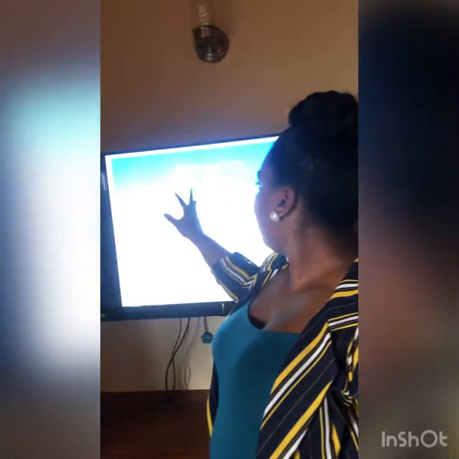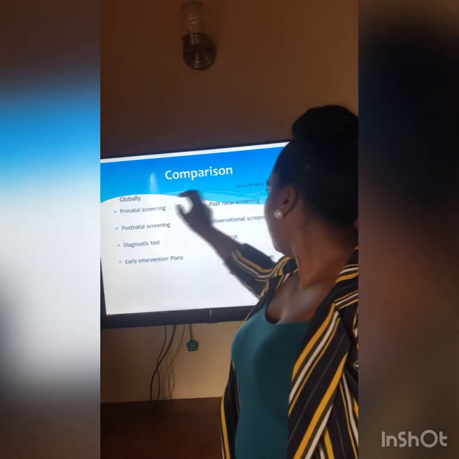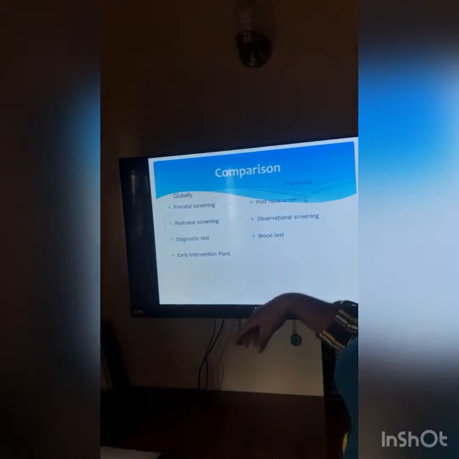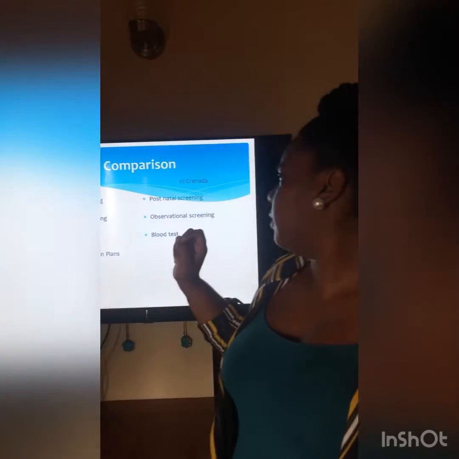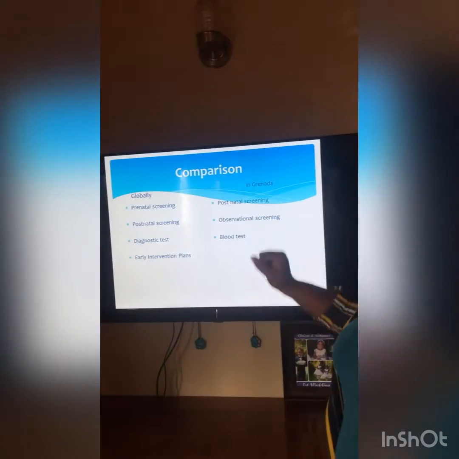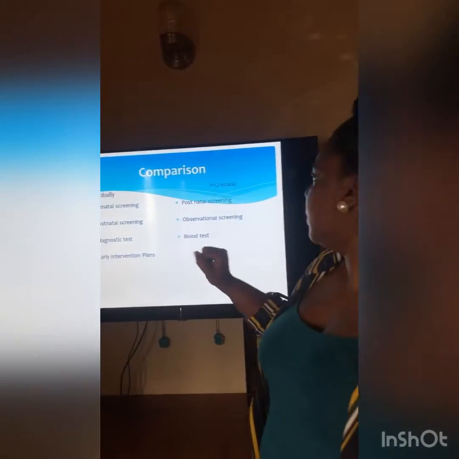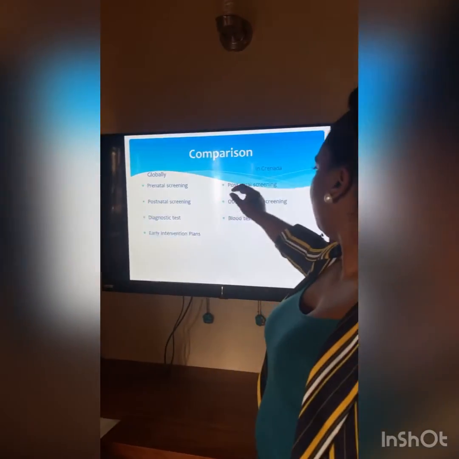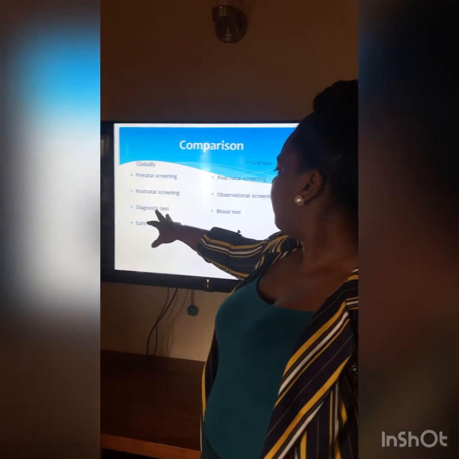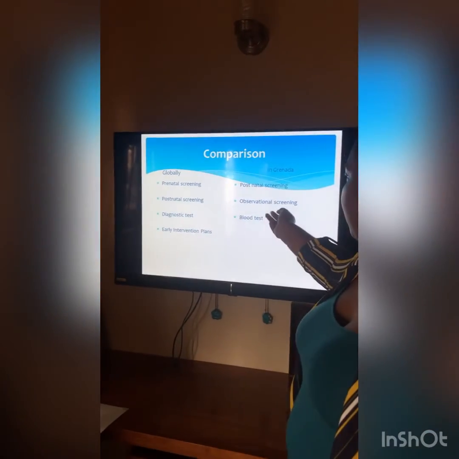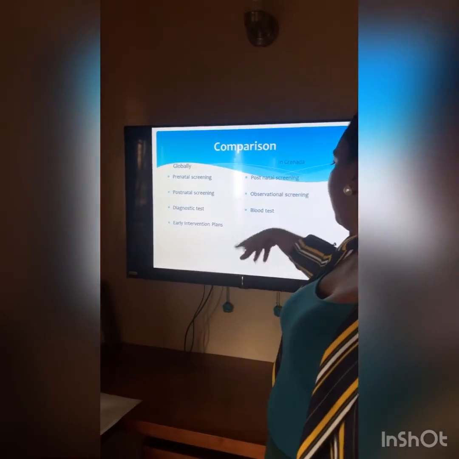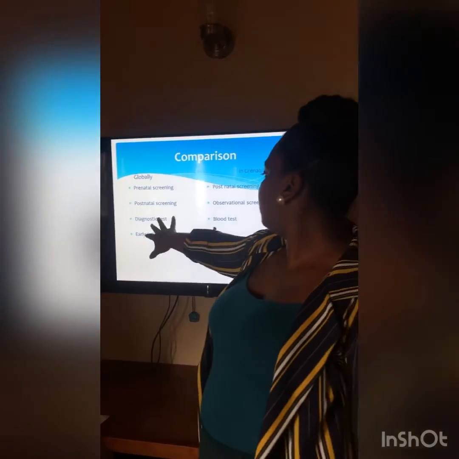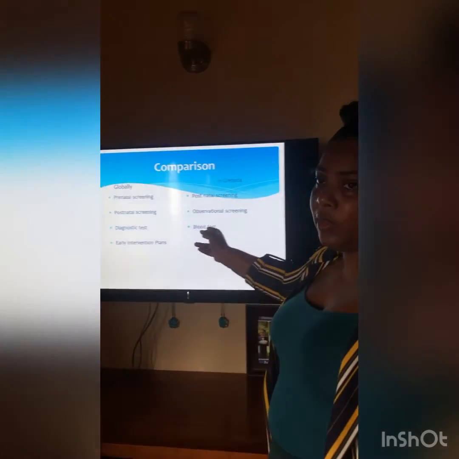We will make a comparison globally and in Grenada with the diagnosis of Down syndrome. Globally, they have a prenatal screening test, whereas in Grenada, we do not have that. They have postnatal screening, we have postnatal screening. They have diagnostic tests, we also have the observational screening. They have early intervention plans, we do not. So the diagnostic test here involves the blood tests.